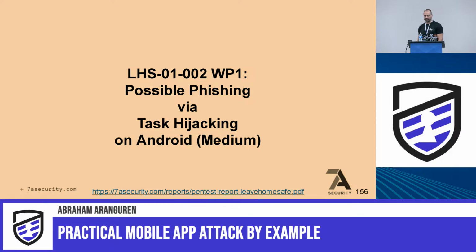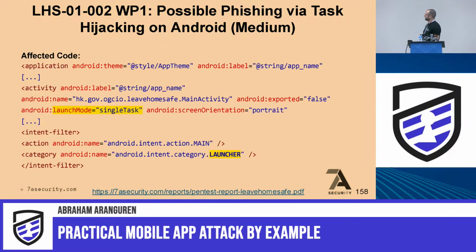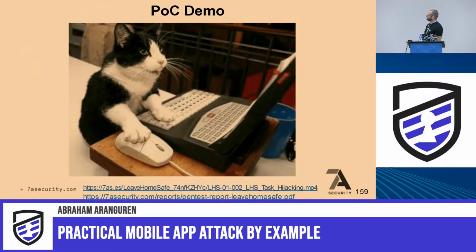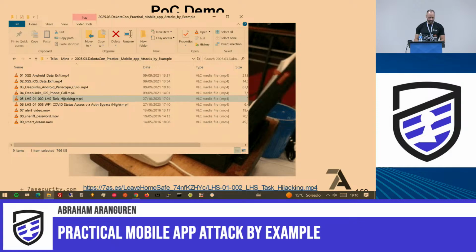Task hijacking is a type of vulnerability that we find in almost every commercial mobile pen test. Basically, it allows you to mess with the task list in Android. I'll briefly explain it, and then I'll show you the demo, which will make it easier to understand. So basically, you have a launch mode of singleTask in the launcher activity, and then what you can do is attack this and mess with the Android task list.